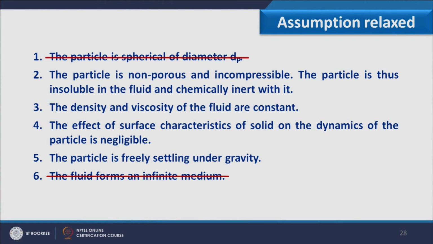Further, we have 6 assumptions, of which 2 we have already relaxed. Now, here we are going to relax another assumption, that the particle is freely settling under gravity. What is the meaning of this? Previously we assumed that no other particle is available to put hindrance in the path of a single particle. So, single particle movement or dynamics we have discussed. Now, here we are considering a number of particles, because in usual conditions we deal with a mixture of particles, not a single particle.